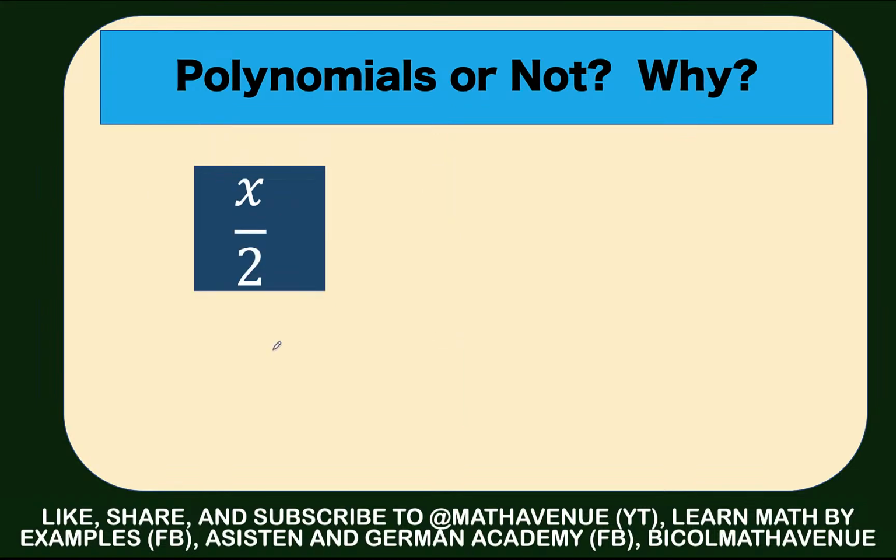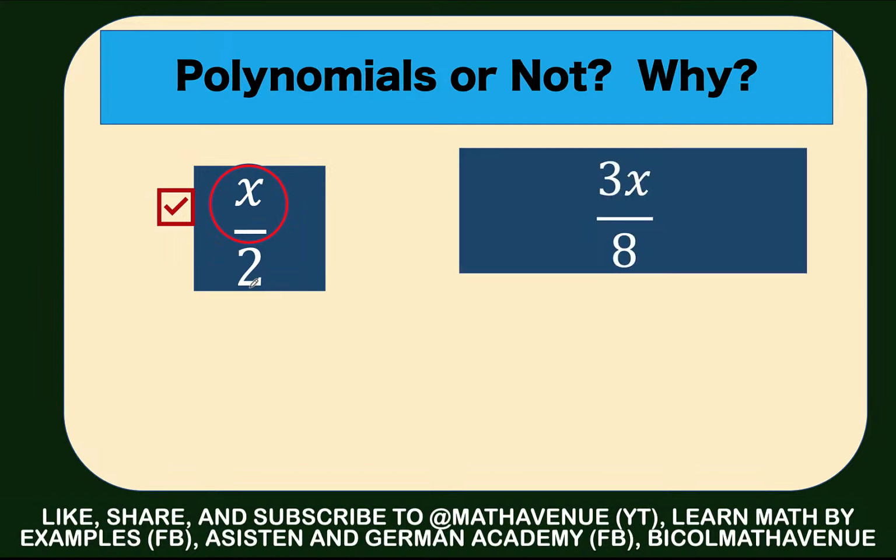How about x over 2? Again, look at the variable x. Its exponent is 1. It's positive. And the division is division by a constant. So this is not a violation. This is a polynomial. Only when this denominator is a variable, when we say this is no longer a polynomial.